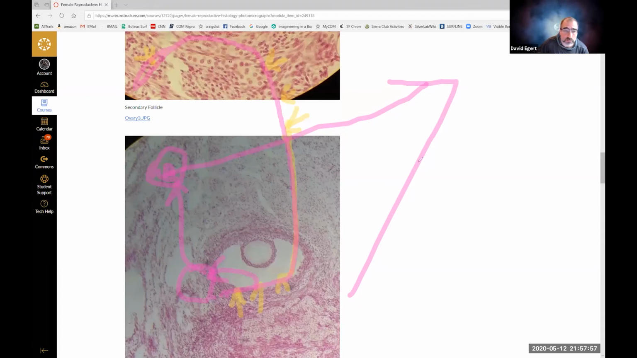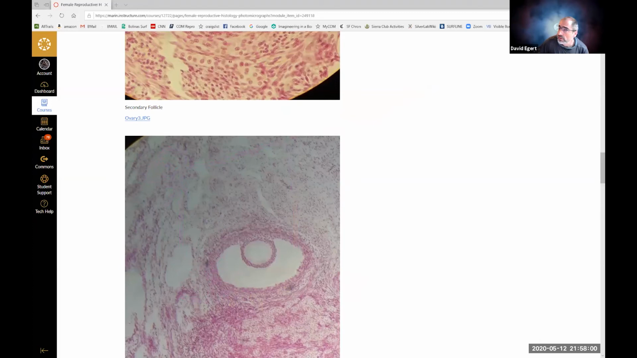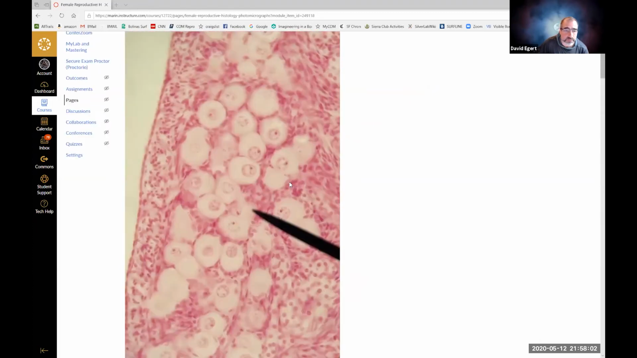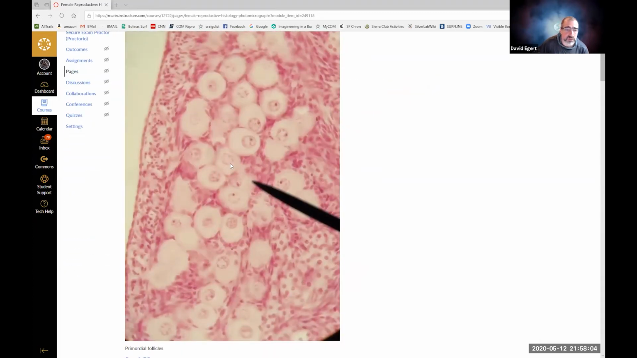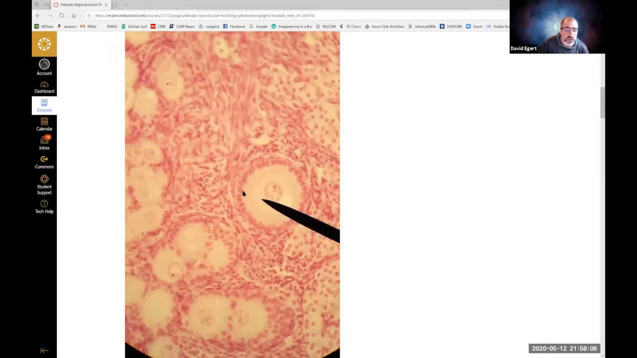So if we go back up, again, primordial follicles. This is showing them starting to go into that primary follicle. Now you can all of a sudden see the egg is starting to enlarge and the cells surrounding it are starting to become more cuboidal rather than flattened. So right over here, we have the little primordial follicles. This one is starting the journey towards becoming a mature follicle.